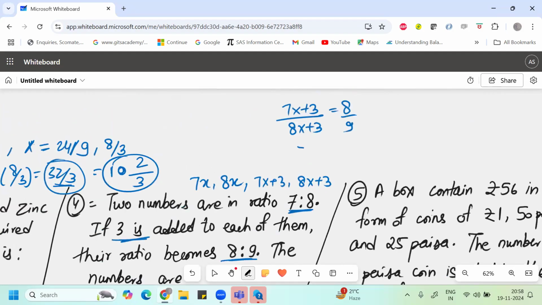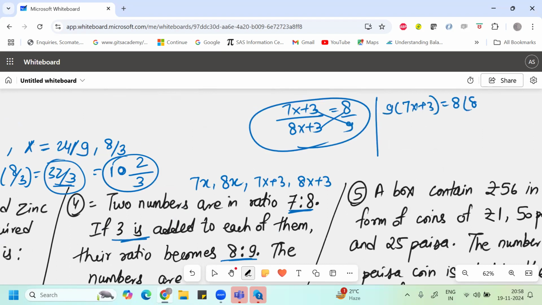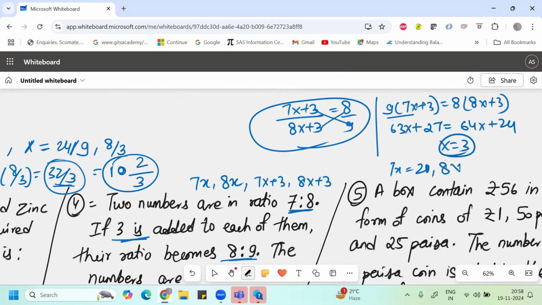Then what should I do? Cross multiply. You know how to do cross multiply, right? 9 into 7x plus 3 is equal to 8 into 8x plus 3. So you can solve it: 63x plus 27 is equal to 64x plus 24. So what is x? x is equal to 3. If x is 3, what is 7x? 7 threes are 21. What is 8x? 24. So the answer is 21 and 24. Any doubt?